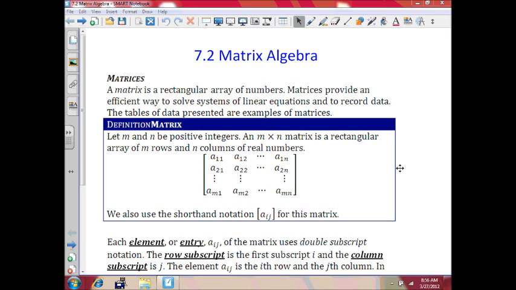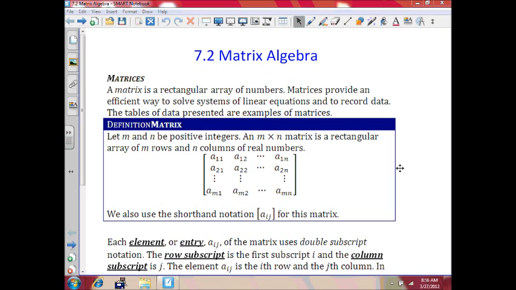So here's our definition. Let M and N be positive integers, and the M by N matrix is a rectangular array of M rows and N columns. Now, if you notice here, it says A11, that means entry, first row, first column. A12 would be entry, first row, second column. Entry A21 would be entry in the second row, first column, and so on and so forth.